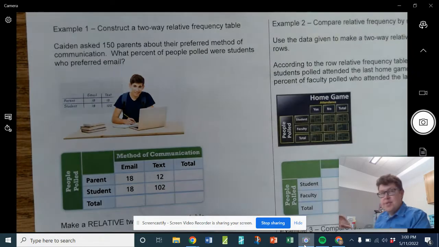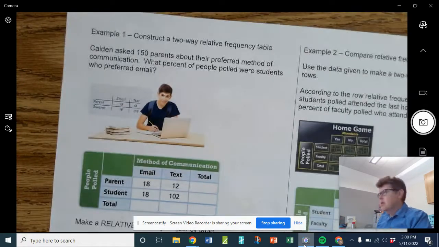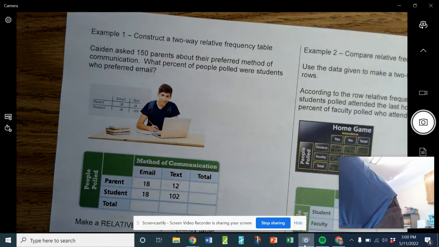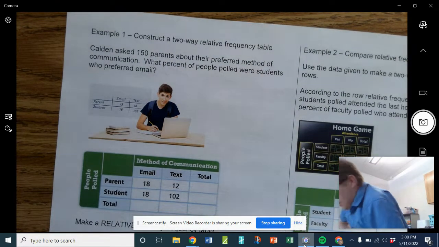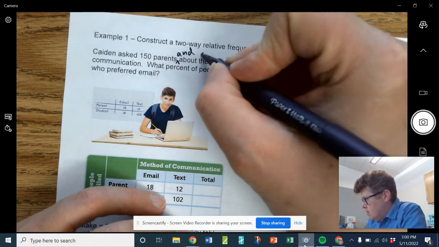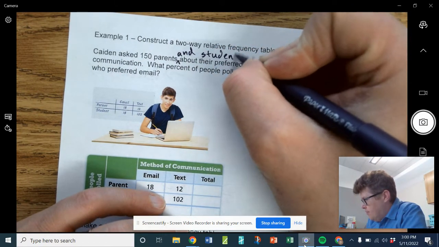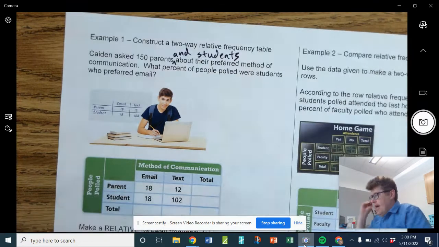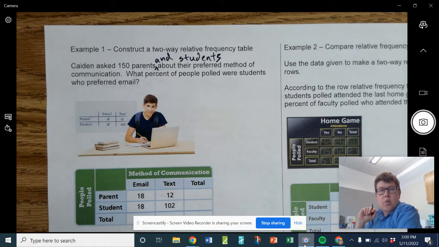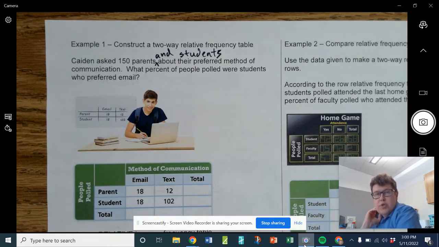Okay. Construct a two-way relative frequency table. Caden asks 150 parents. Make sure I actually wrote that down. 150 parents. Does that make sense? Oh, parents and students. That's what I'm missing right there. That's why that doesn't make sense. Okay. Asked 150 parents and students about their preferred method of communication. What percentage of people polled were students who preferred email?